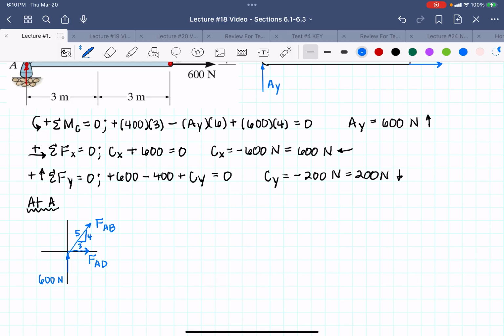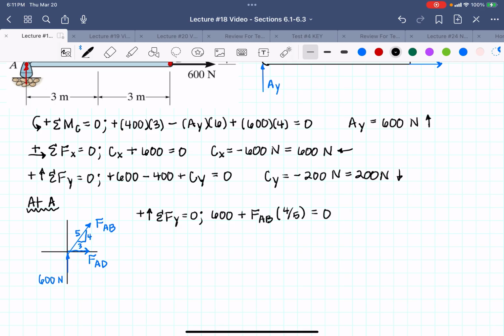So now we have our two equilibrium equations we can use to solve for FAD and FAB. I'm going to first solve for FAB because I can do the Y components and solve for it by itself. If I tried to solve for the X components, I have two unknowns, so I wouldn't be able to solve them yet. So let's do, in the positive upward direction, sum of the forces in the Y equals 0. And I've got my 600 going up plus my FAB, and its upward component is 4 over 5. That's all I have in the Y direction.